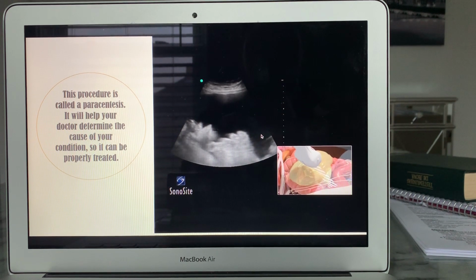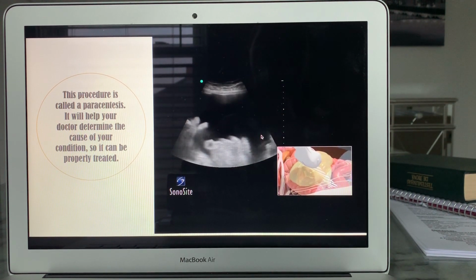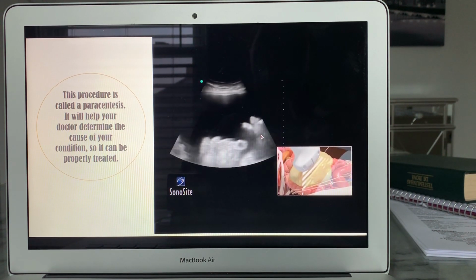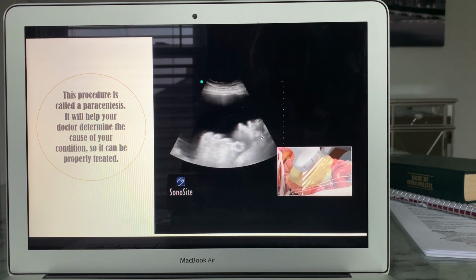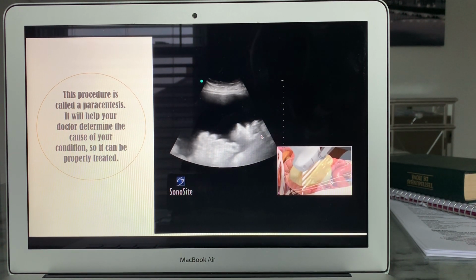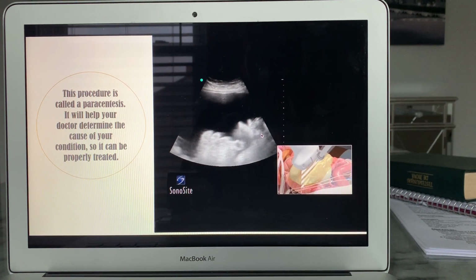The needle should be inserted lateral to the rectus sheath in a transverse fashion to avoid the epigastric artery. Follow the needle entry by slowly sliding the transducer in the direction of needle advancement. The needle will appear as a small bright hyperechoic dot.